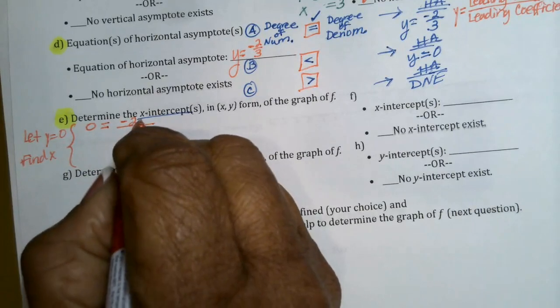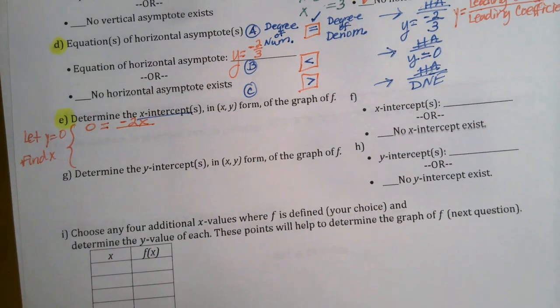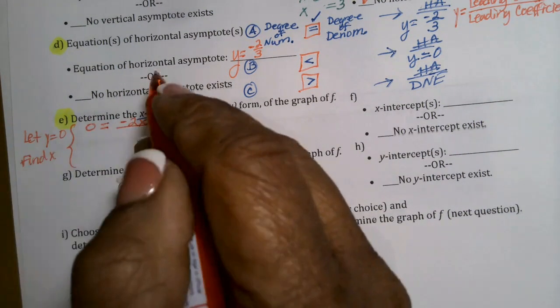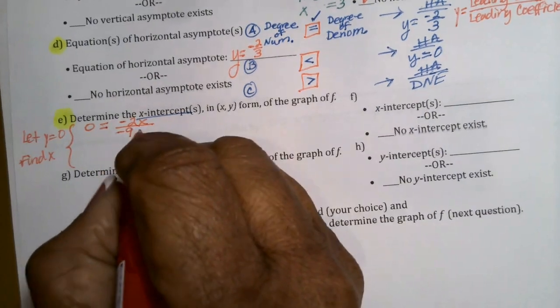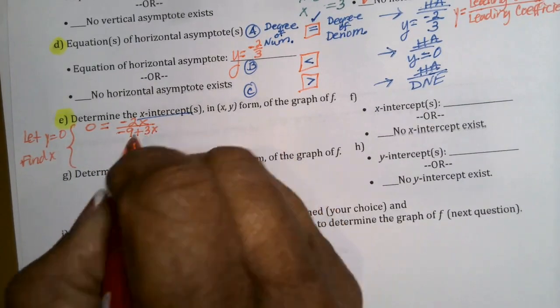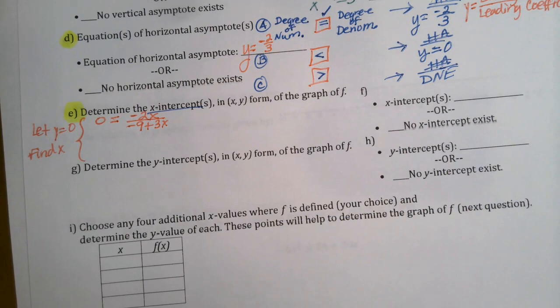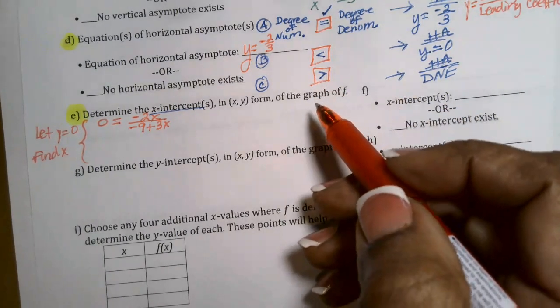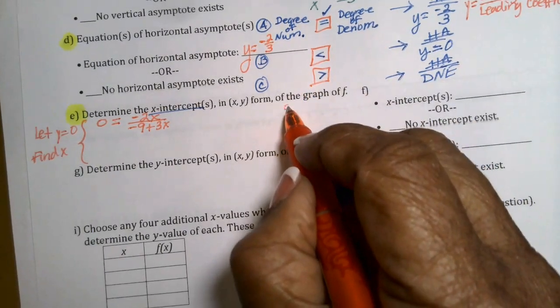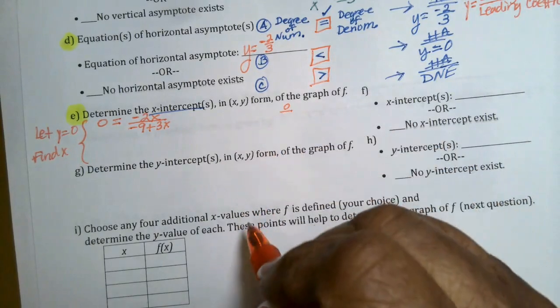And we have -2x in the numerator, and we have -9 plus 3x in the denominator. So whenever a fraction is equal to 0, that means the top has to equal 0, not the bottom. If you set the bottom equal to 0, you will get a vertical asymptote. And here's why. 0 divided by any number is still 0.